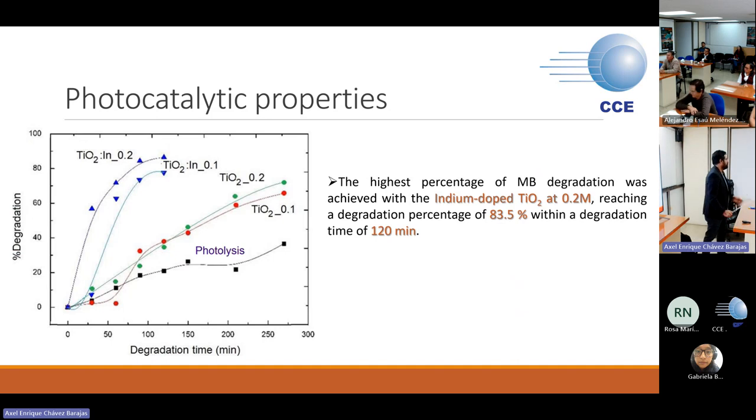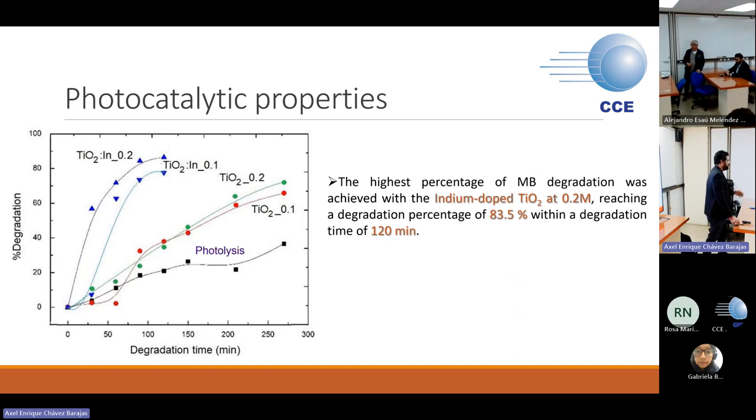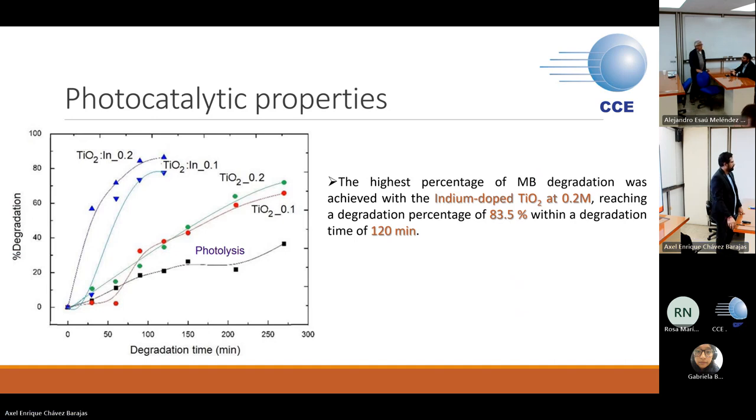In this case, it will be interesting to dope with aluminum. It's trivalent, with a smaller ionic size. In this field, there are many interesting options to explore. I'm sure it will be significant regarding PhD or master's student contributions. Okay, thank you very much.